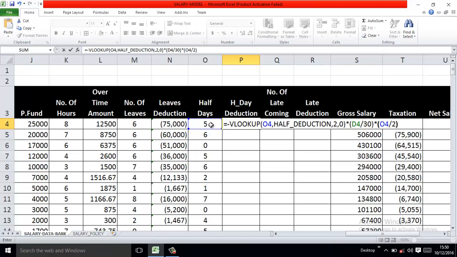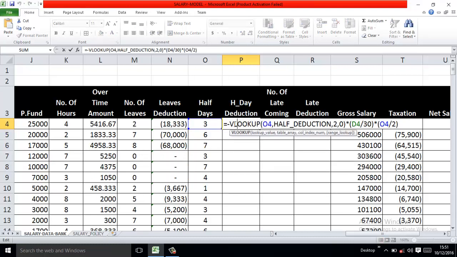Why this divided by 2? Because we have already mentioned that 1 half day is allowed, while on 2 half days there is 1 day salary deduction. In this case, an employee having 5 half days, it means 2 full days' salary is deducted, while for the 5th half day 50% of the salary is deducted, total is 2.5 half days' salary deduction.